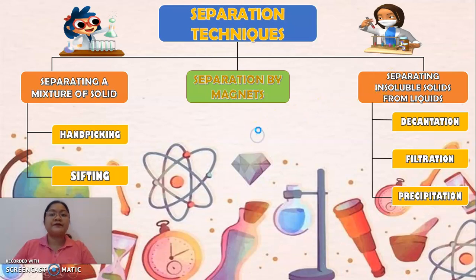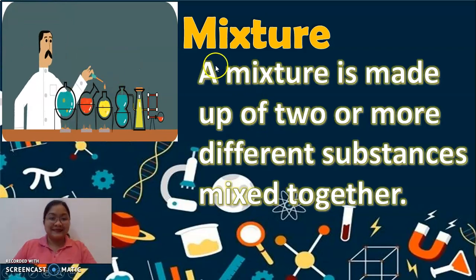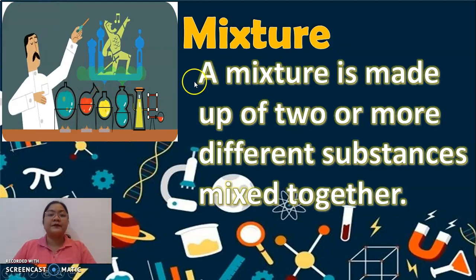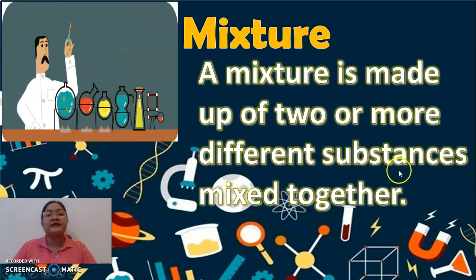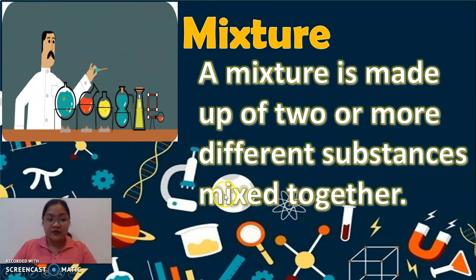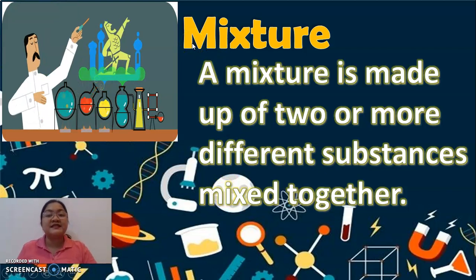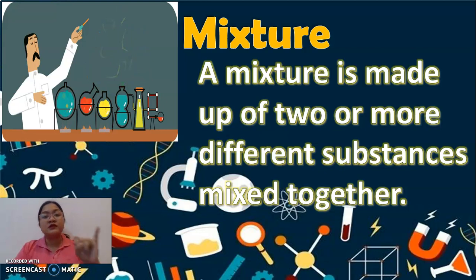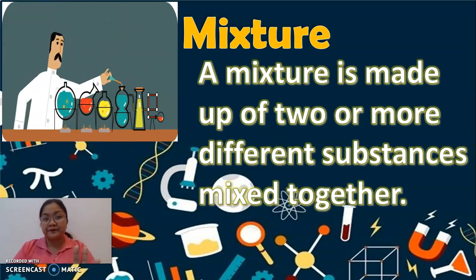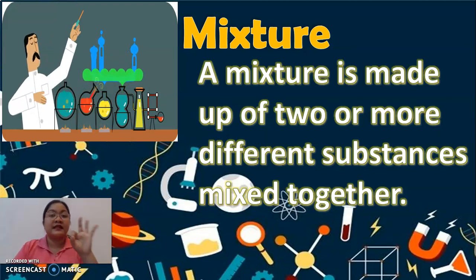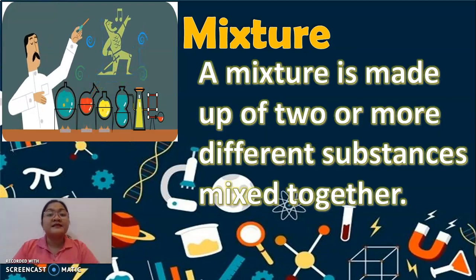Let's start. Number one. So we have mixture. A mixture is made up of two or more different substances mixed together. Again, when we say mixture, these are different substances. So for example, we have salt, sugar, and pepper. Is it called a mixture? Yes, because the three that I say are different.